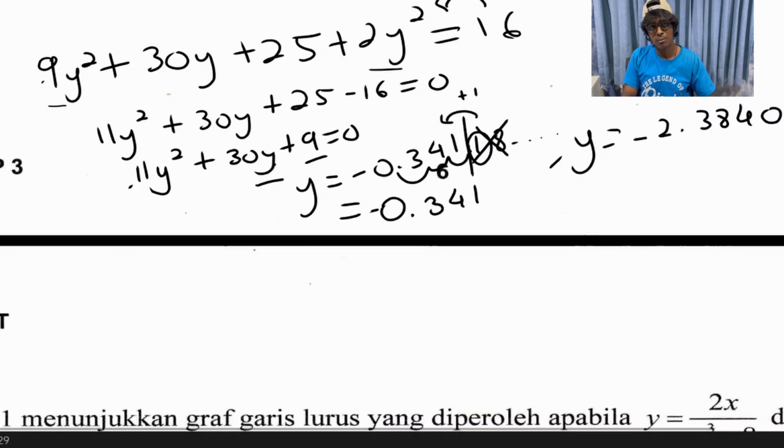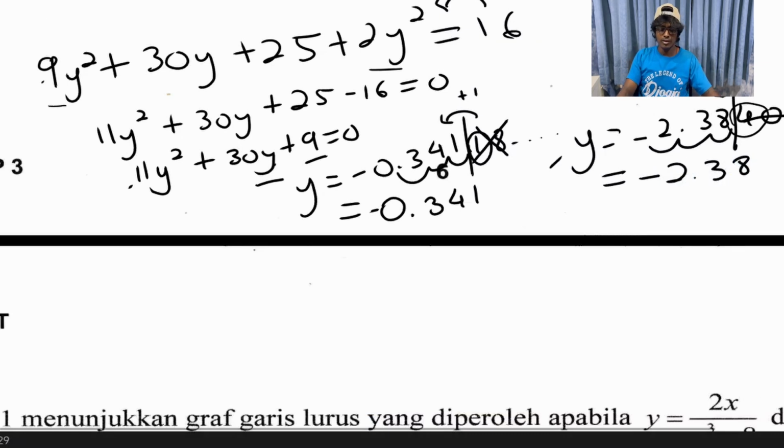Okay, we want 3 significant figures. 1, 2, 3. Can this be plus by 1? No, because this number here is less than 5. So we can cancel this out, and now we can write it as 2.38. So that is for y.